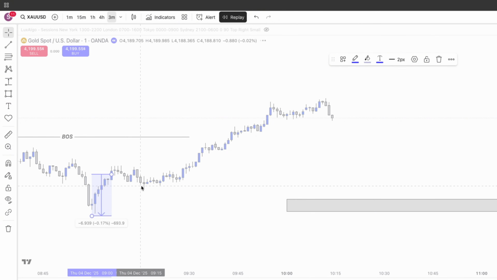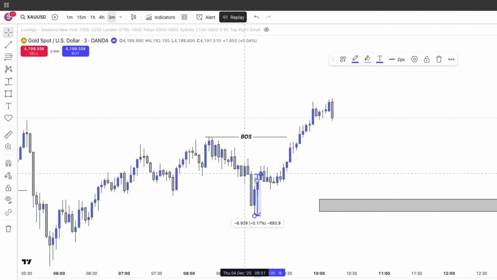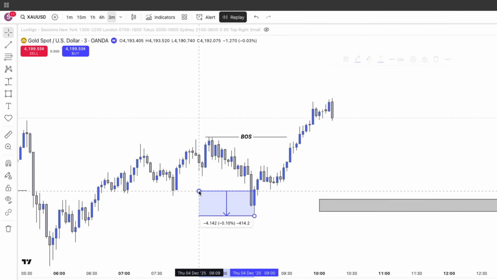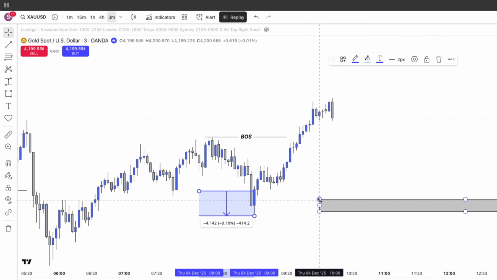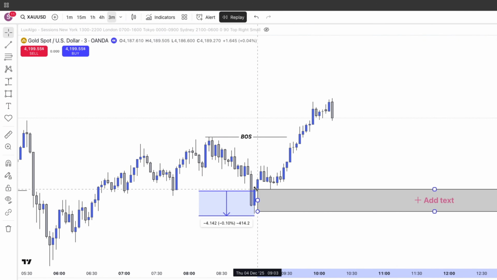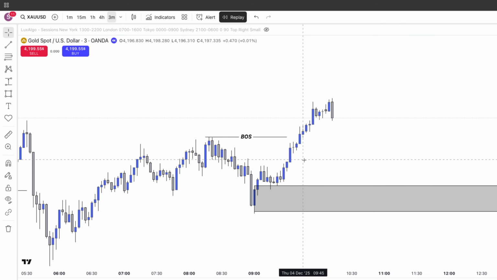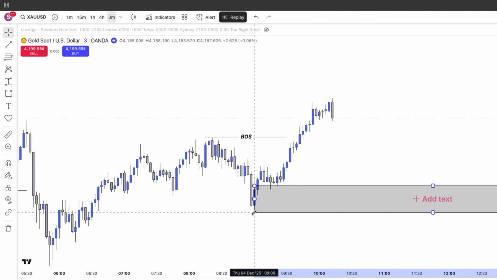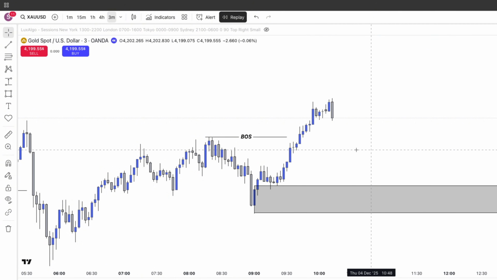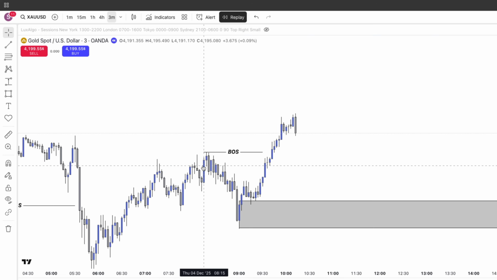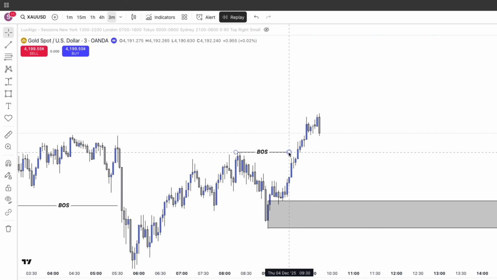So let's go to 3 minutes. We see if we see a zone. Now, what we're going to do, we're going to use this zone on the 3 minutes, which is relatively near to our liquidity. For this one, we're still minimizing risk and we are maximizing profits.